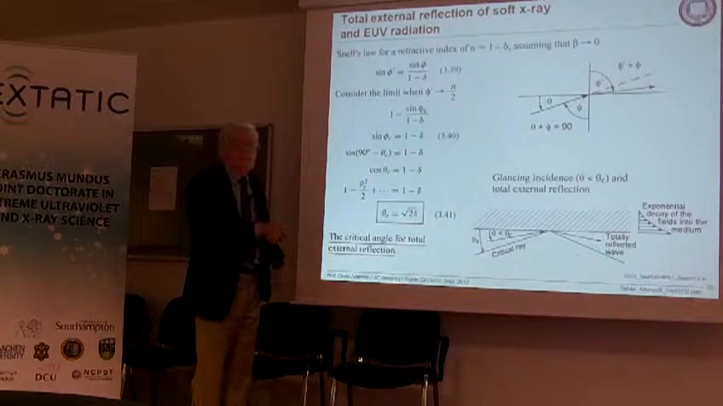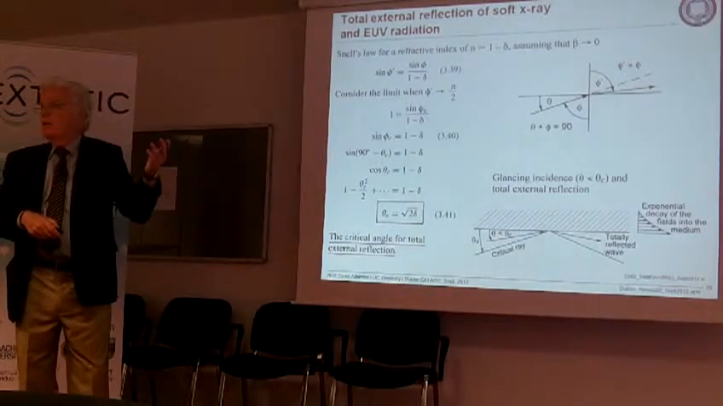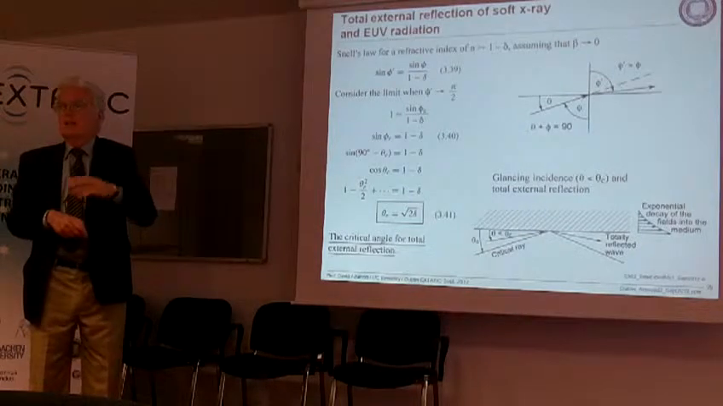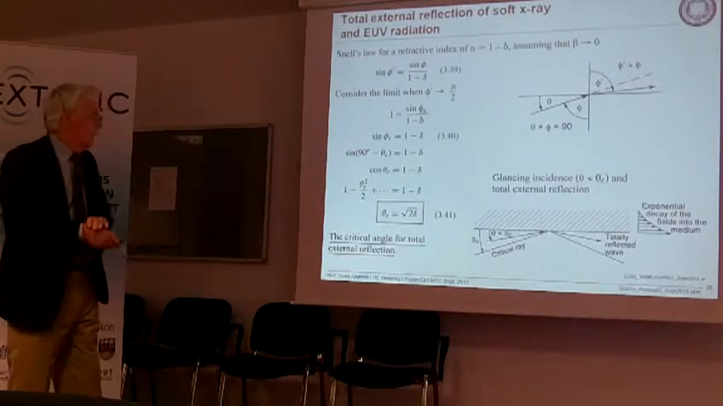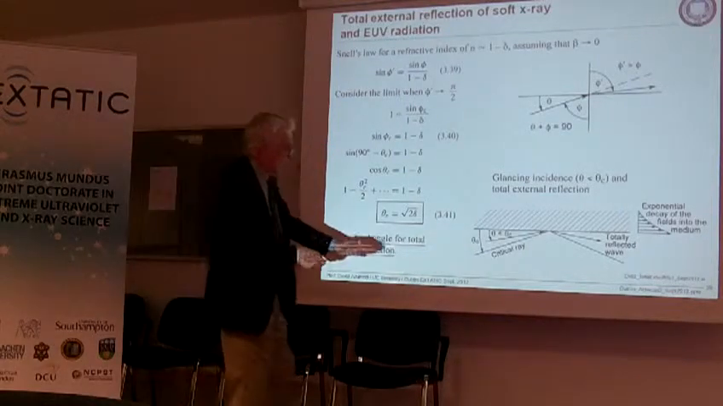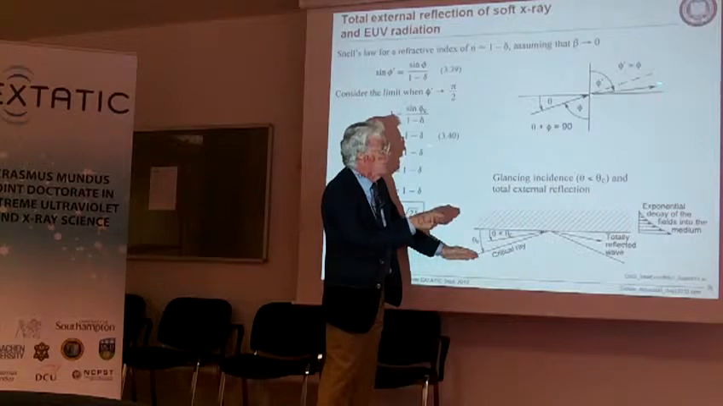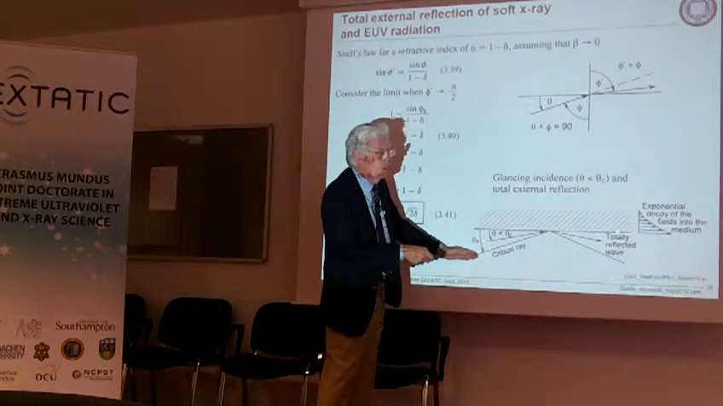So now if you knew delta, for like that slide we had before, for 300 eV and whatever it was, nickel, delta was like 0.01 or something like that, you can figure out what this critical angle is. So just at the critical angle, the refracted wave is propagating along the surface.